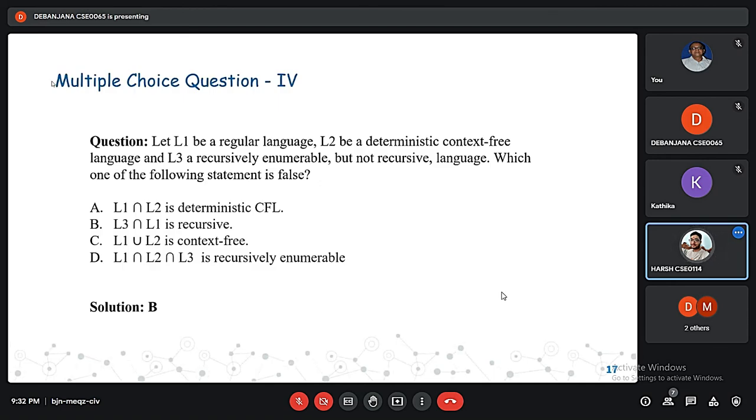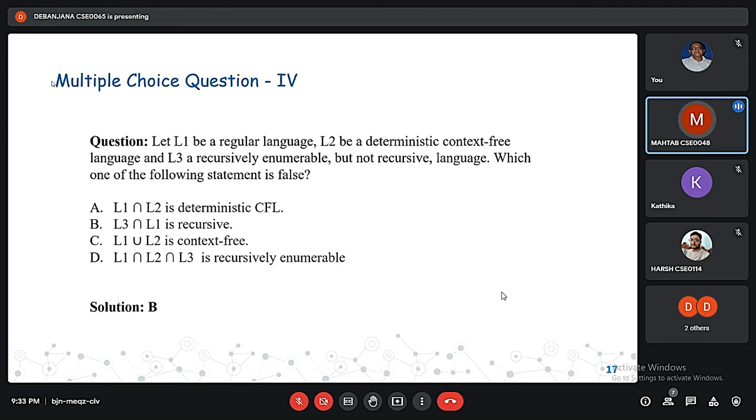Now this slide is going to be presented by my friend. In this slide, we come across multiple choice question number 4. The question is, let L1 be a regular language, L2 be a deterministic context-free language, and L3 be a recursively enumerable but non-recursive language. Which of the following statements is false? The options are, A, L1 intersection L2 is a deterministic CFL, option B, L3 intersection L1 is recursive, option C is L1 union L2 is context free, and option D is L1 intersection L2 intersection L3 is recursively enumerable.